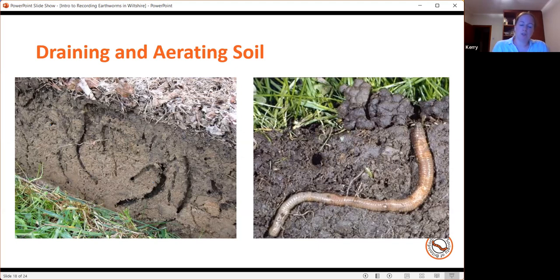And those burrows also help to aerate the soil. So it's helping the soil to breathe. It's allowing oxygen to get into the soil. It's allowing waste products of respiration from other organisms out of the soil, and just allowing everything living in the soil to have a bit of space and a bit of air and stay nice and healthy.